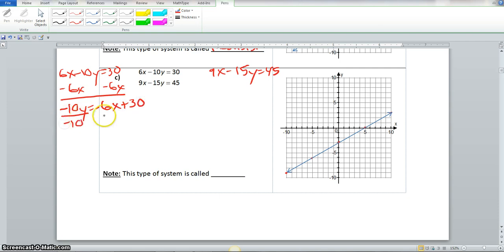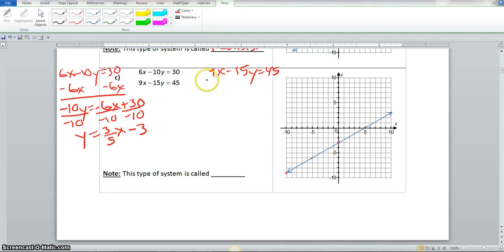Divide each individual term by -10. And y is equal to, we know a negative divided by a negative is positive. We could divide the numerator and denominator by 2. So that would be 3/5 x. And 30 divided by -10 will give us -3. So this first equation has been set up in slope-intercept form.